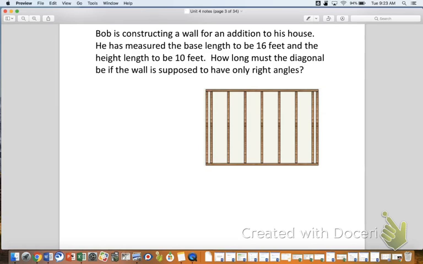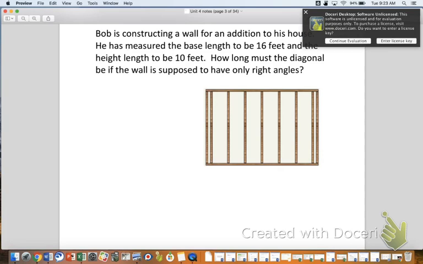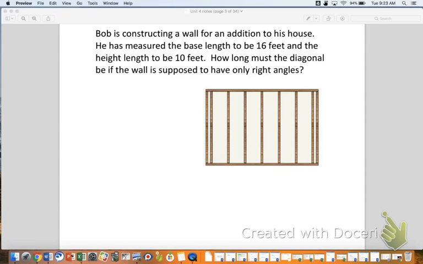So he's measured the base to be 16, the height to be 10. So we are talking about this and this. I'm wondering if you guys can come up with any ideas. If we want this wall to be only right angles, how long would the diagonal need to be? The diagonal, of course, is the distance from here to there. What could we do?